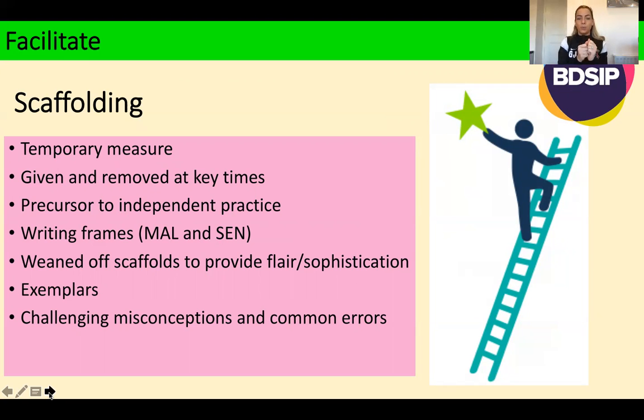So I think it's really important to understand that this is not something that is there forever. It starts off quite detailed, the scaffold that we give them, and then over time as they become more confident and their knowledge and skills are acquired, we start to really reduce the scaffold that we give them, especially in a creative subject. We want them to be really free and innovative.